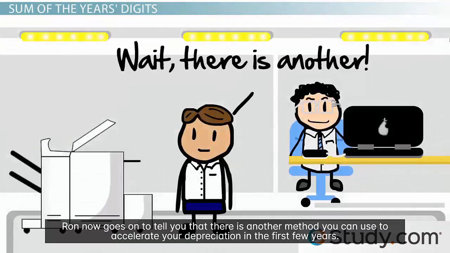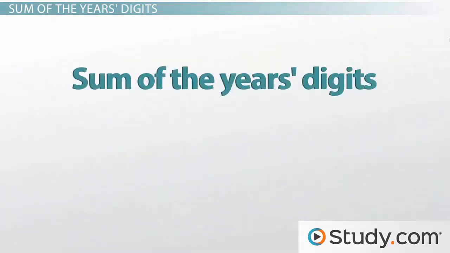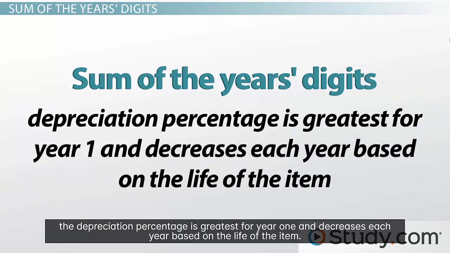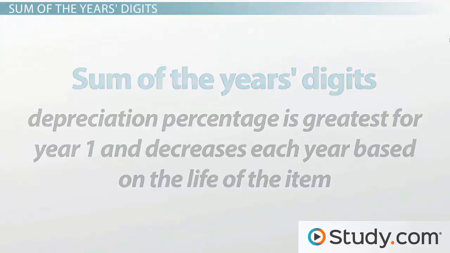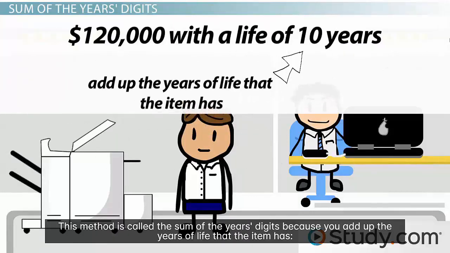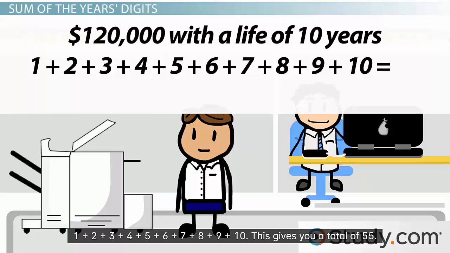Ron now goes on to tell you that there is another method that you can use to accelerate your depreciation in the first few years. This method is called sum of the year's digits. Using this method, the depreciation percentage is greatest for year 1 and decreases each year based on the life of the item. Ron shows you an example using the same printer that you bought for $120,000 with a life of 10 years. This method is called the sum of the year's digits because you add up the years of life that the item has. 1 plus 2 plus 3 plus 4 plus 5 plus 6 plus 7 plus 8 plus 9 plus 10. This gives you a total of 55.